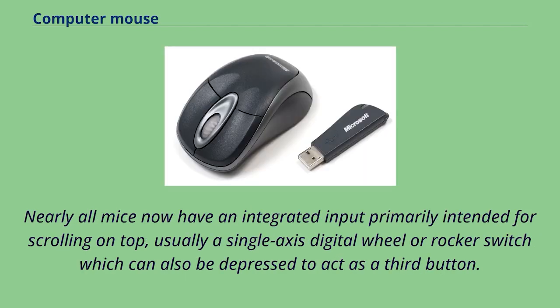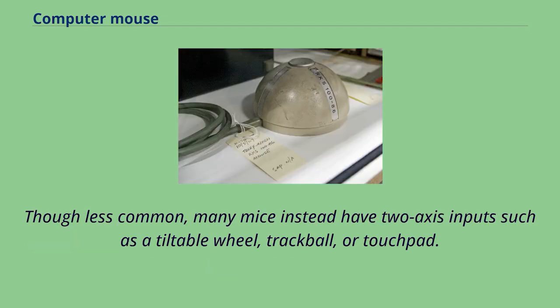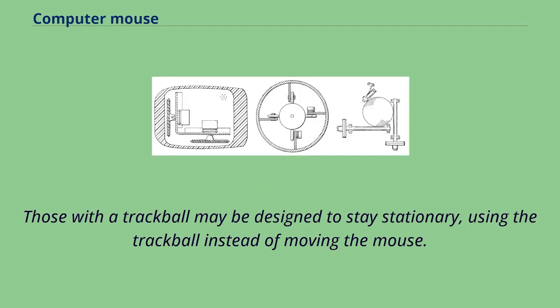Nearly all mice now have an integrated input primarily intended for scrolling on top, usually a single-axis digital wheel or rocker switch, which can also be depressed to act as a third button. Though less common, many mice instead have two-axis inputs such as a tiltable wheel, trackball, or touchpad. Those with a trackball may be designed to stay stationary, using the trackball instead of moving the mouse.